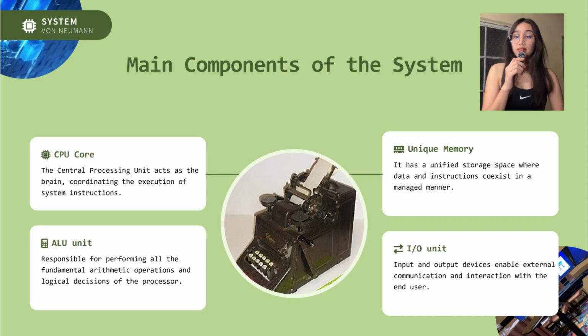Now, let's look at the main components. First, we have the CPU, which acts as the brain of the system, since it executes all the instructions. Inside it, we have the ALU, which performs arithmetic and logical operations. We also have a memory where data and instructions are stored. And finally, the input and output units, which allow interaction between the user and the computer.